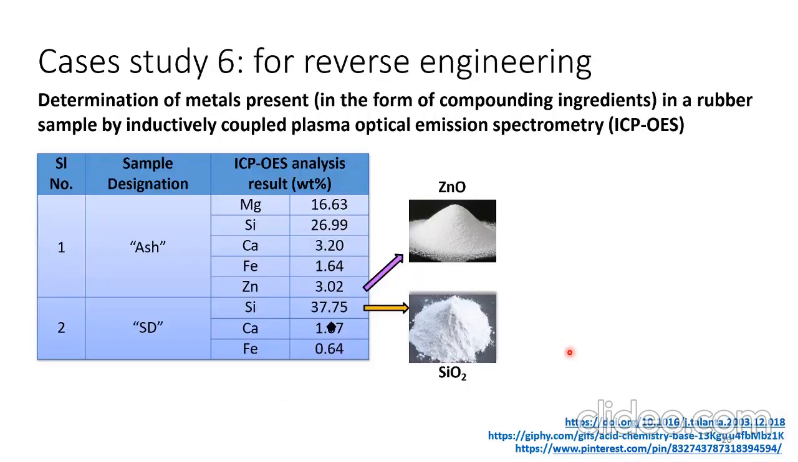Then the fourth is for reverse engineering. Suppose the polymer has some kind of impurity in the form of metal like magnesium, silicon, calcium. These are some impurities which cannot be avoided sometimes. And if we want to check that in our rubber, for example in a rubber sample, then we can use the ICP OES technique. This is reported in the literature. So this can be checked with the help of ICP OES or also OES.